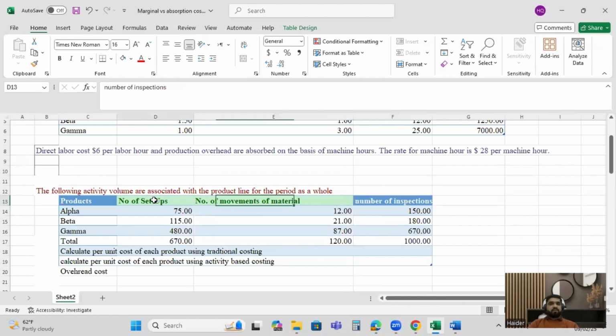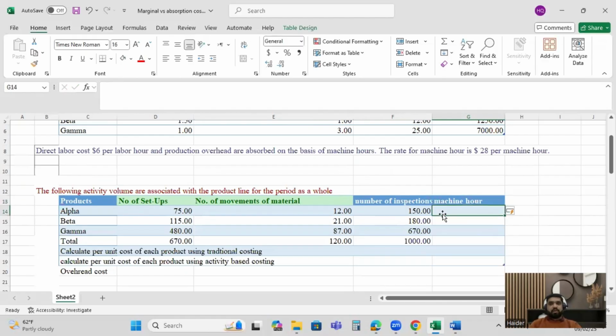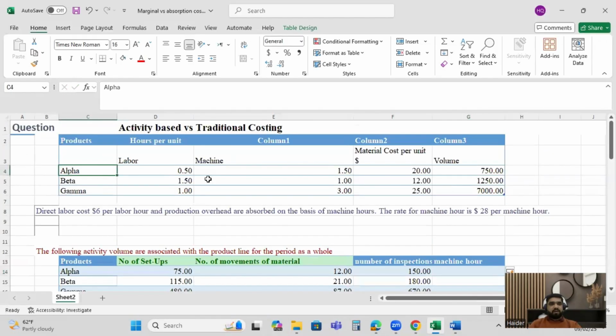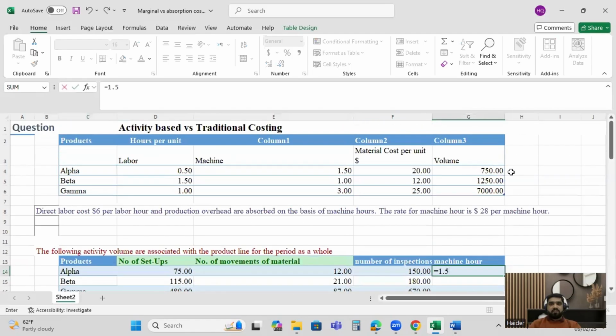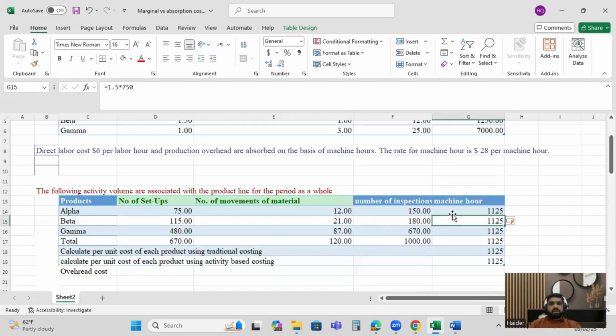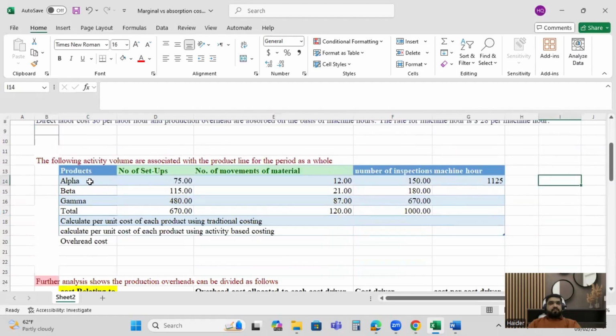So they have given us the cost drivers: the number of setups, number of movements of material, number of inspections. There is one more cost driver, that's the machine hours. We need to calculate that. So how to calculate? For making 1 unit of alpha, we need 1.5 machine hours, but for alpha we need to make 750 units, so just multiply that by 750. So for alpha we need 1125 machine hours. Okay, that's the calculation of machine hours for making alpha.